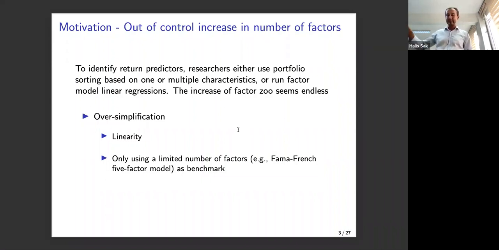We need to somehow make some of them not an anomaly, right? We need to come up with a model. This is what they're trying to do. And what is the reason for this increase that we observed? First, it's oversimplification, right? We use linear models. And what is the reason for linear models? Since CAPM is a linear model, right?